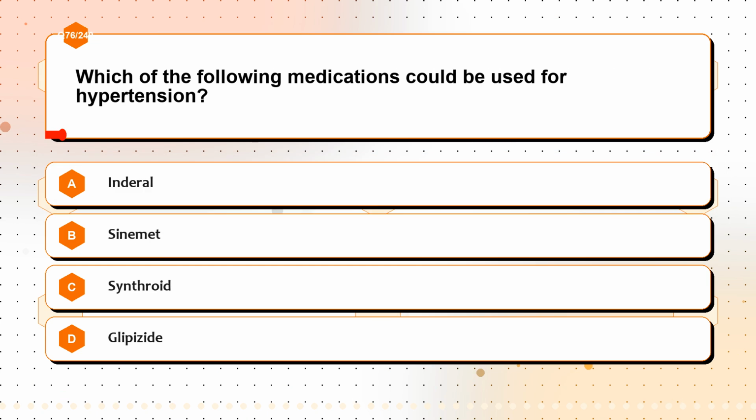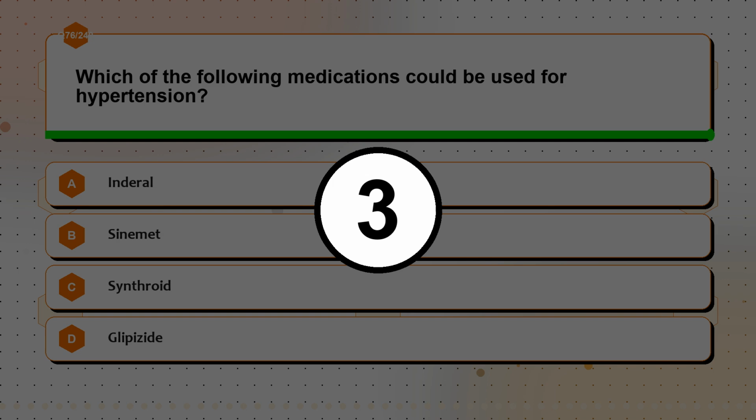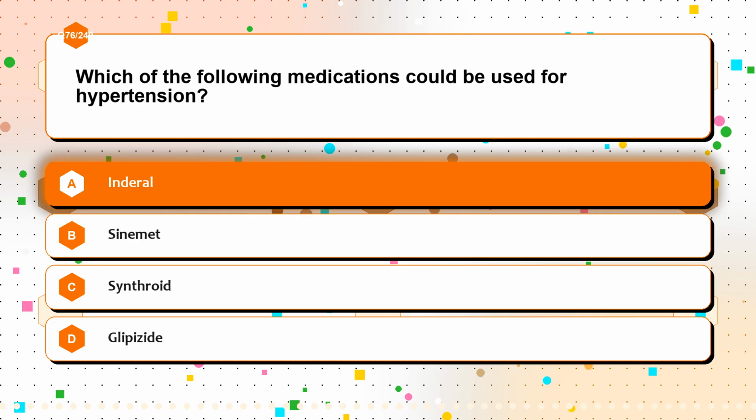Question 76. Which of the following medications could be used for hypertension? Here are the options. Option A, Inderal. Option B, Sinemet. Option C, Synthroid. Option D, glipizide. The correct answer is option A, Inderal.